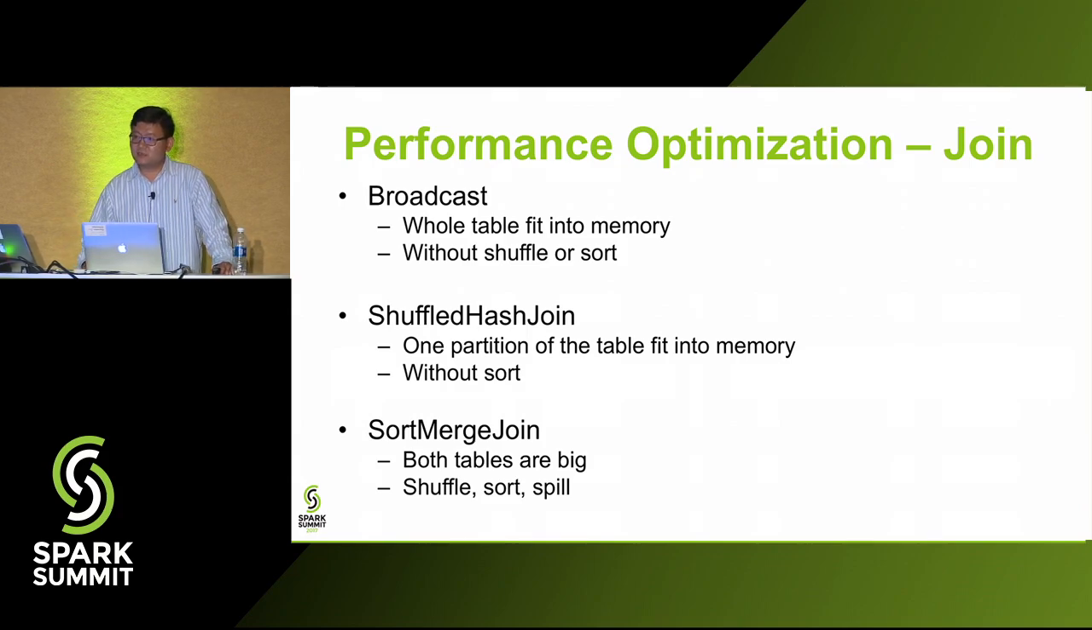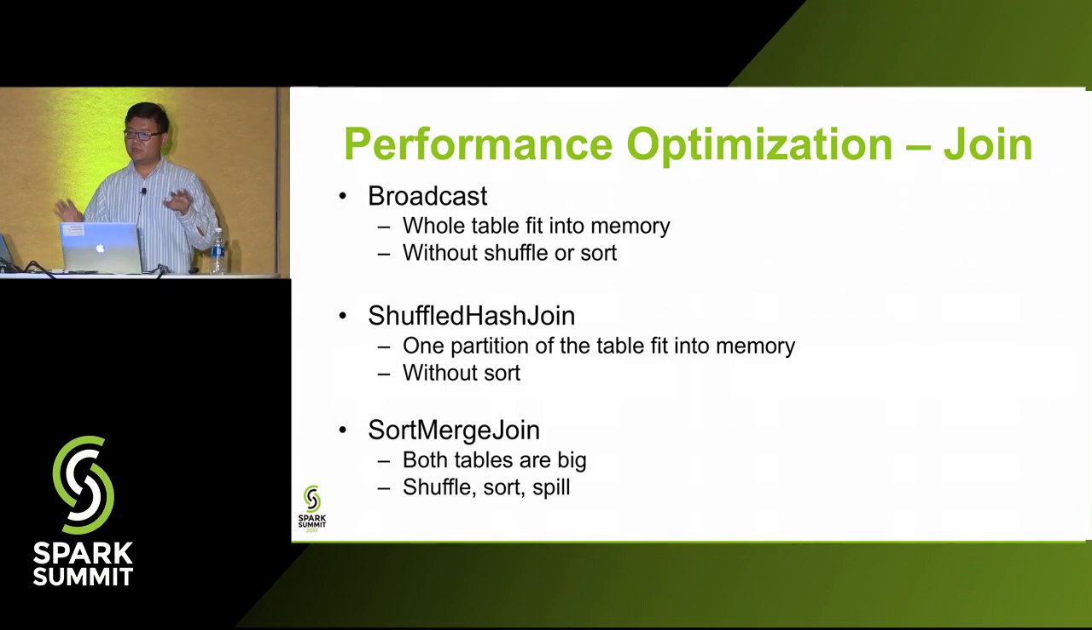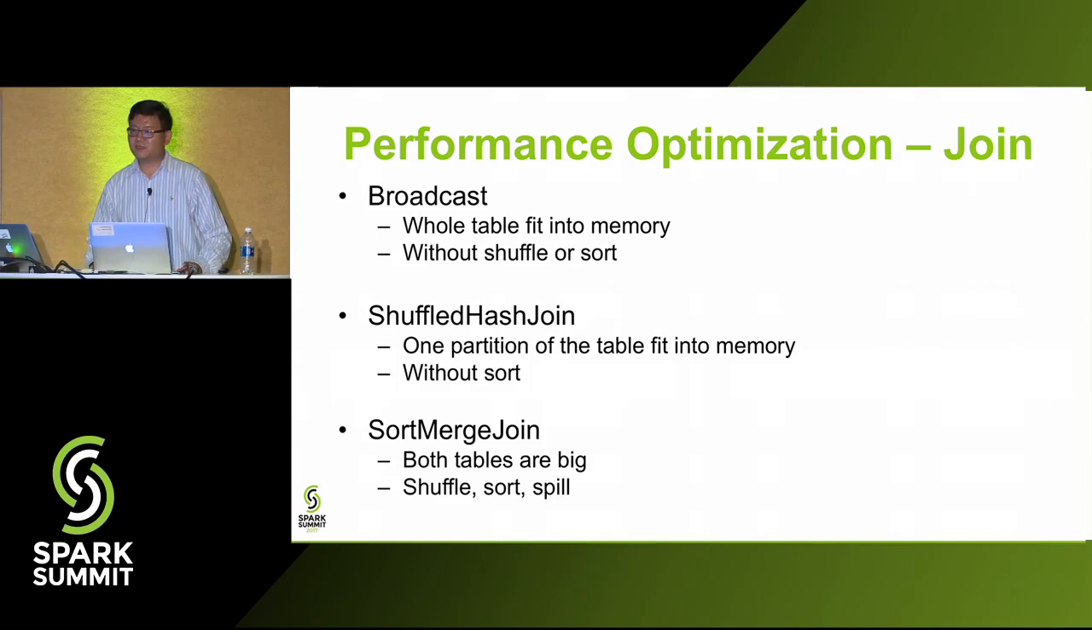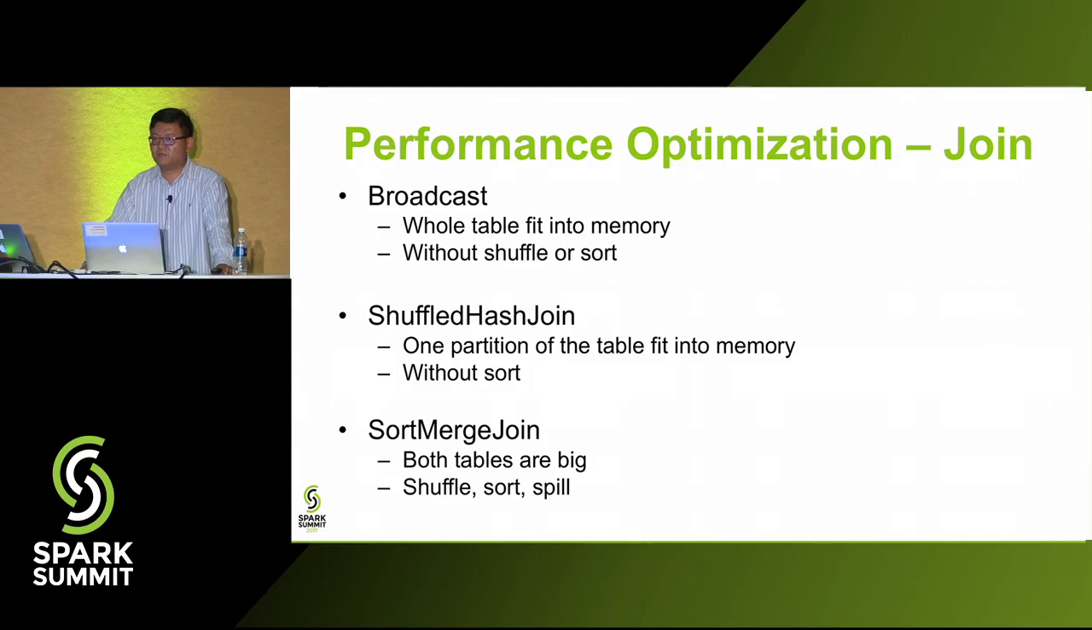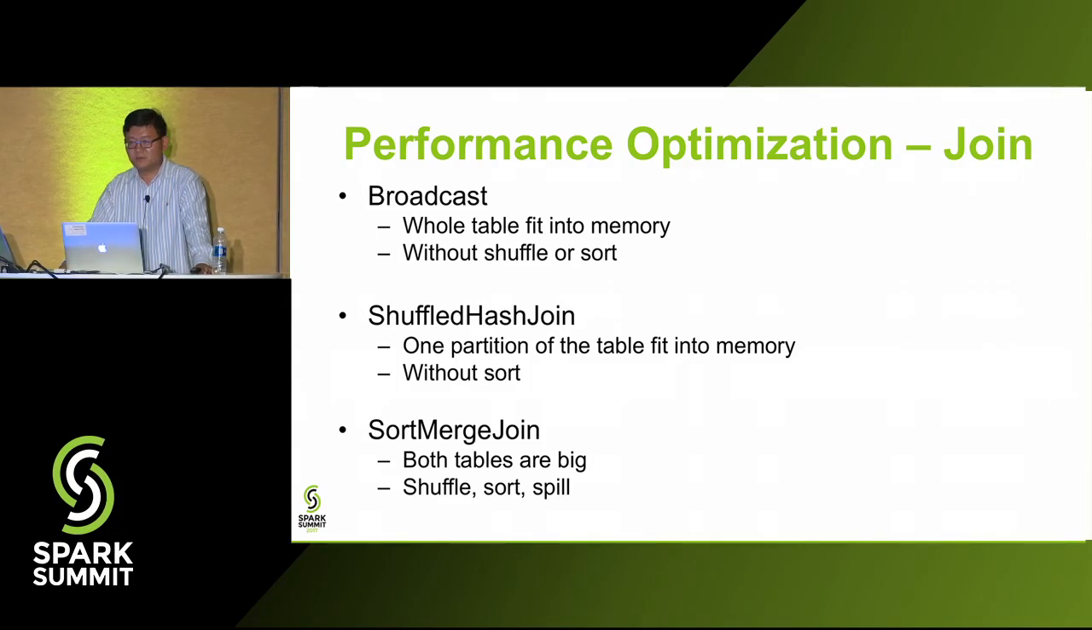The second one is the shuffle hash join. For table A and table B, if both of them cannot fit into memory, but for example each partition of B can fit into memory, then we can do the shuffle, then construct the hash map for each partition of B, then stream A. In shuffle hash join, we have to do the shuffle, but we don't need to do the sort. The last one is the sort merge join.